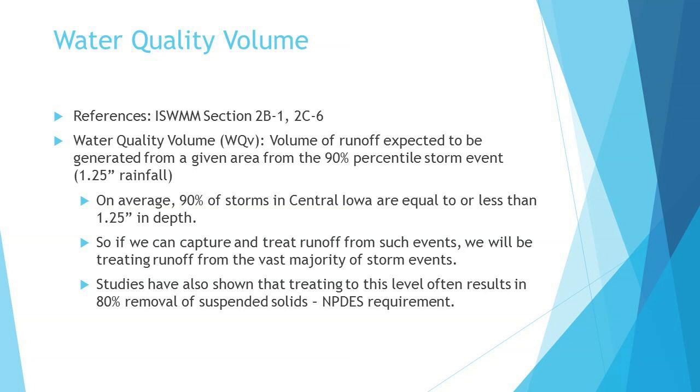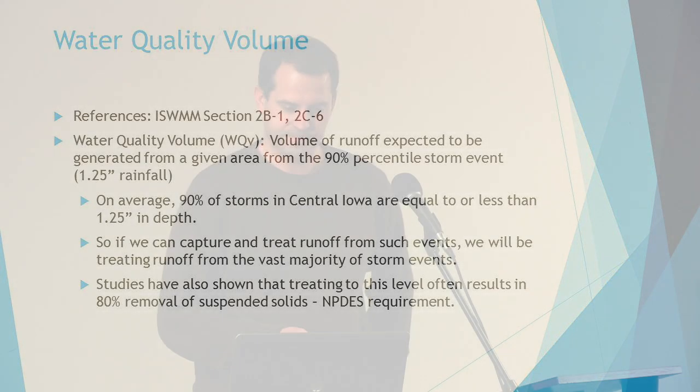So if we capture and treat runoff from those events, we're going to be treating the runoff from the vast majority of storms. So if we do that, not only will we treat the vast majority of the runoff, but it's logical to assume then we're going to capture the majority of the pollutants as well. And studies have shown that treating this level also usually removes 80% of the suspended solids, which is one of the baselines of our NPDES requirements for pollution prevention.